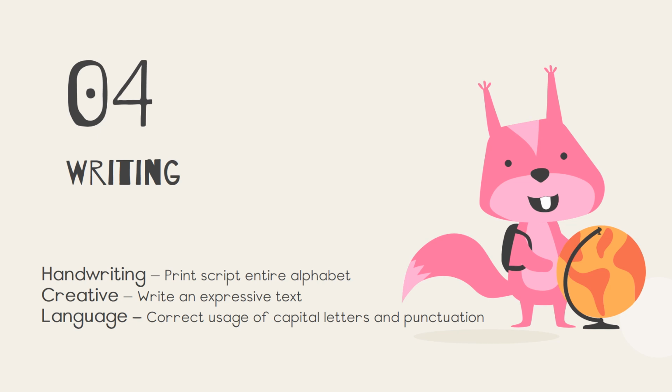Now we'll look at the writing. This consists of three different parts. First, we have our handwriting. You must be able to write all the letters of the alphabet in upper and lowercase letter in print script. Then we have our creative writing. You're going to have to write an expressive text. So I'm going to give you some questions to answer, and you're going to write a paragraph about something interesting. Then the last part is, I'm going to check whether you use your capital letters and punctuation correctly.